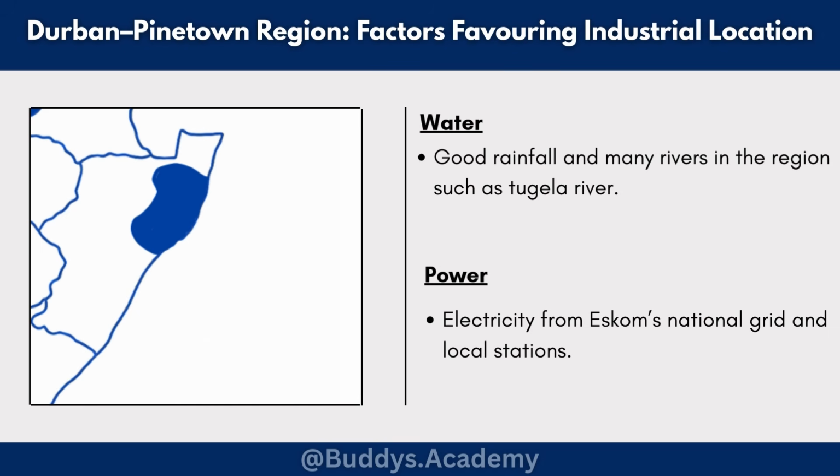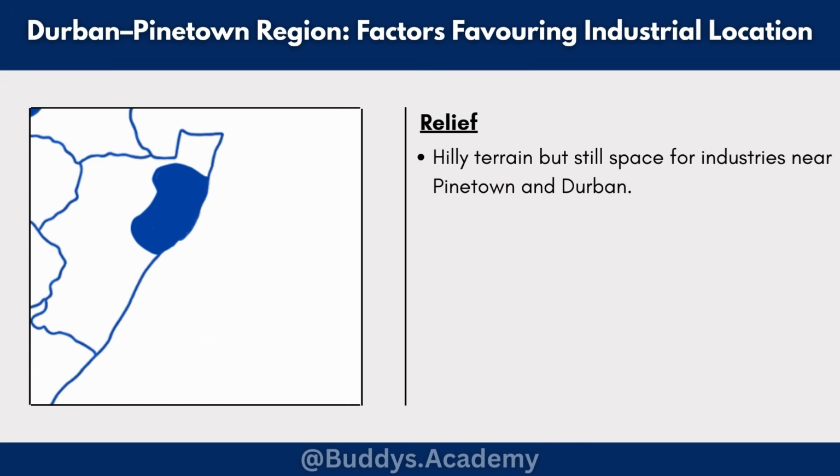In terms of water, you're going to have good rainfall because, remember, Durban is situated on the eastern half of the country, which is going to receive high rainfall. And it's going to have many rivers in the region, such as your Tugela River. In terms of power, it's going to receive electricity from Eskom's national grid and your local stations. And when we're talking about your relief, again, your slope, it is going to be hilly terrain, but there's going to be enough space for industries near Pinetown and Durban.